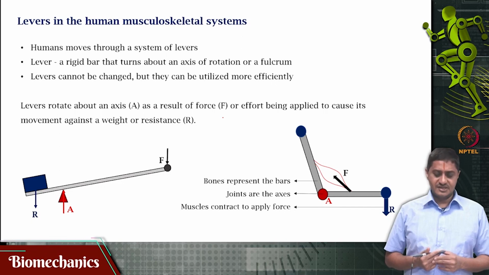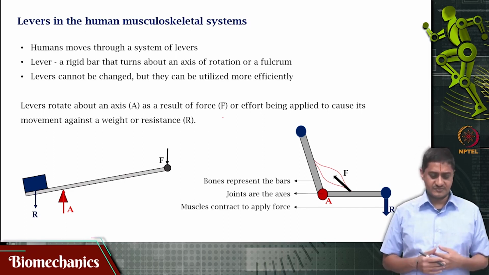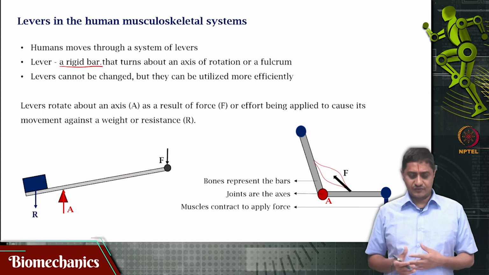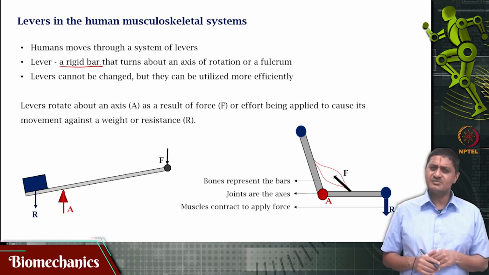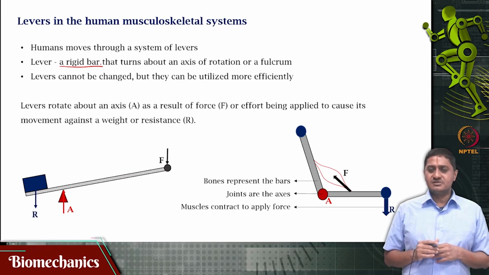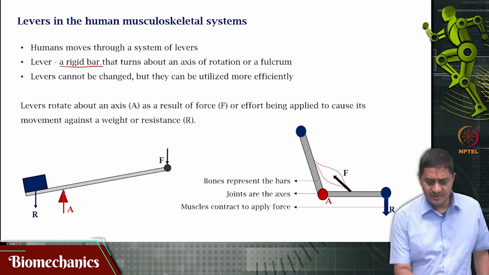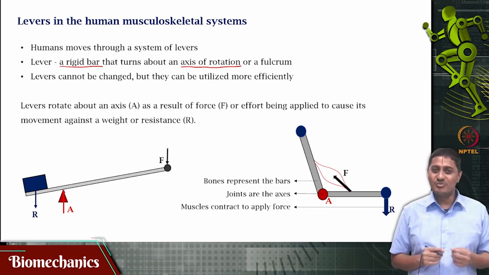Human movements are essentially happening through a set of levers, through a system of levers. A lever is a rigid bar that turns about an axis of rotation or a fulcrum. This is something that we know from high school physics. In the human body, what is the rigid bar and what is the fulcrum that we are discussing? For almost all the cases, you could consider that the bone is the rigid body under discussion. So, the bone is a rigid bar that turns about the axis of rotation. The axis of rotation is the joints about which the movement is happening.